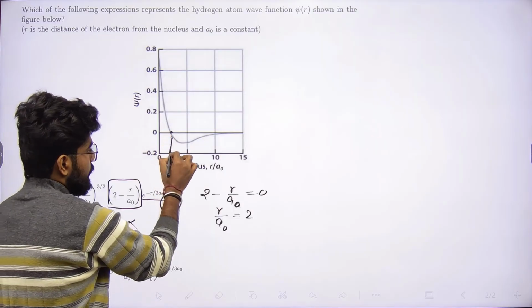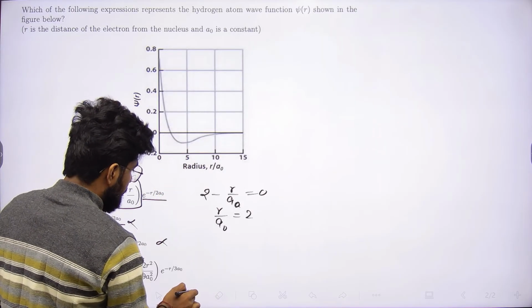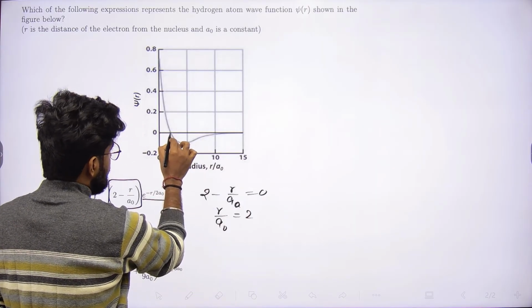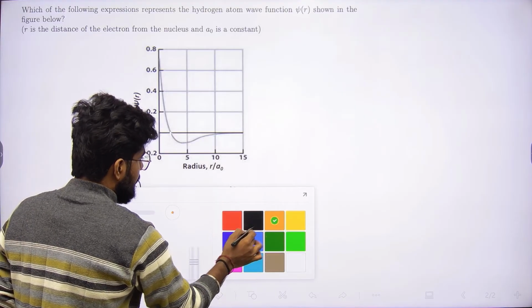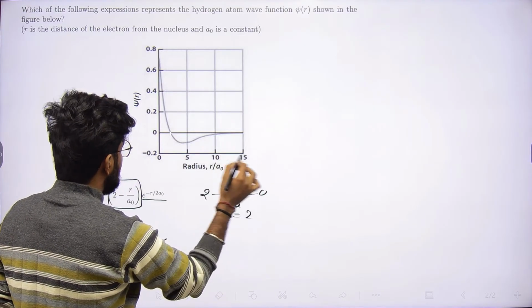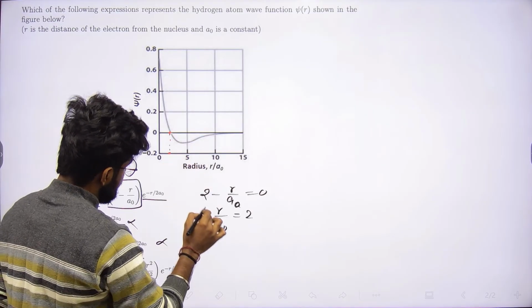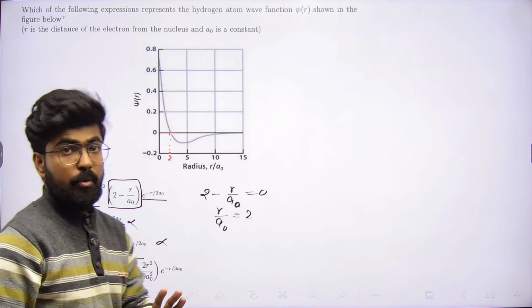If you look closely, you will find that the value of r by a naught at which you are getting wave function 0 is very close to 2. However, it is just an uncalibrated form of calculating it, but we are left with no other choice. It is very close to 2 if you just try to look at this. So this is a probable answer.